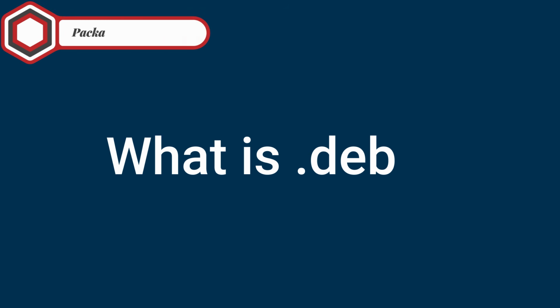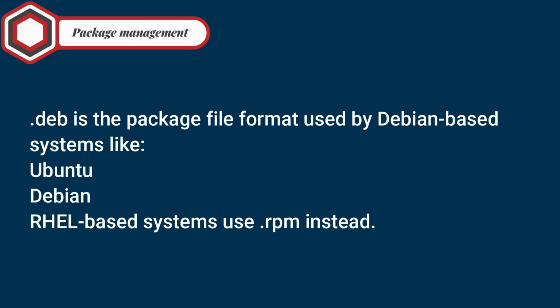Now, you might have seen .deb. What is it? .deb is the package file format used by Debian-based systems like Ubuntu and Debian. RHEL-based systems use .rpm instead. So .deb is like .exe in Windows, but it works in Linux. Both of them do the same job.